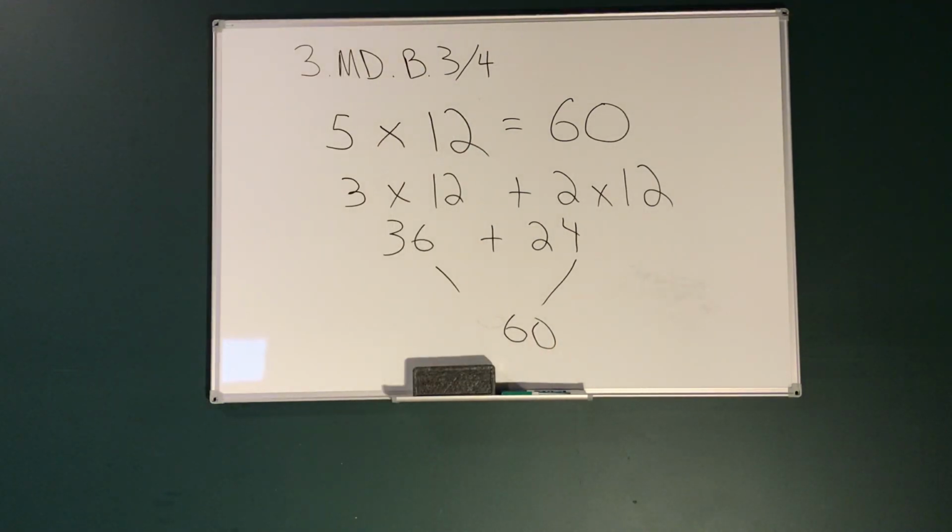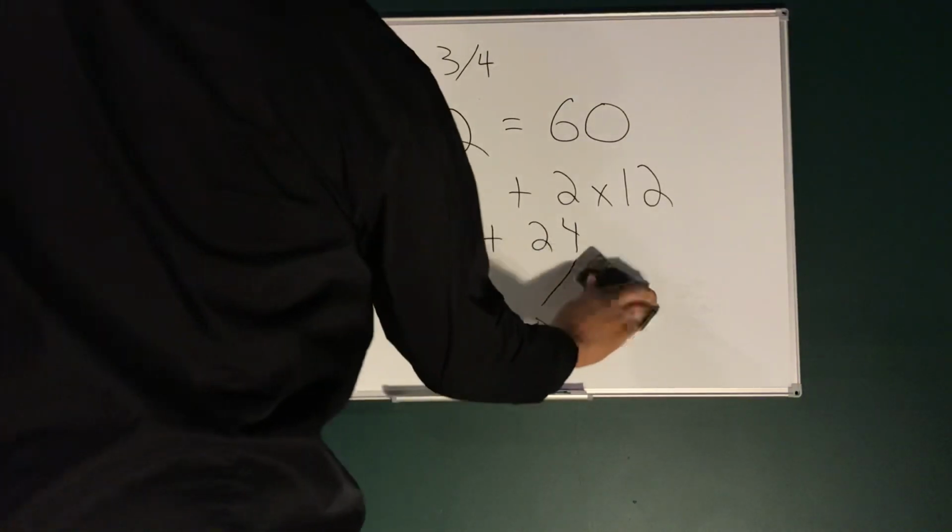So notice how I used the equation and used the associative property to give myself smaller factors to work with in order to solve the problem. And that's just a quick review for today.